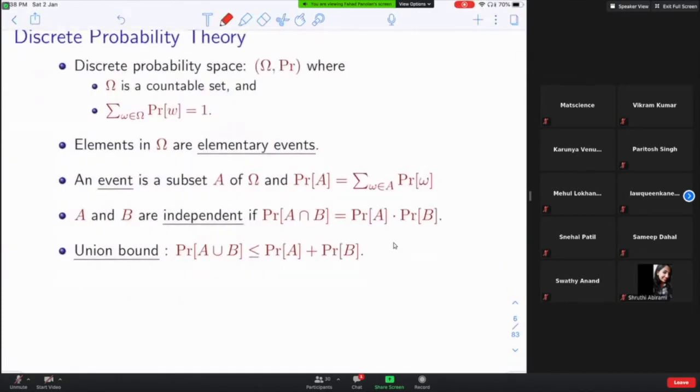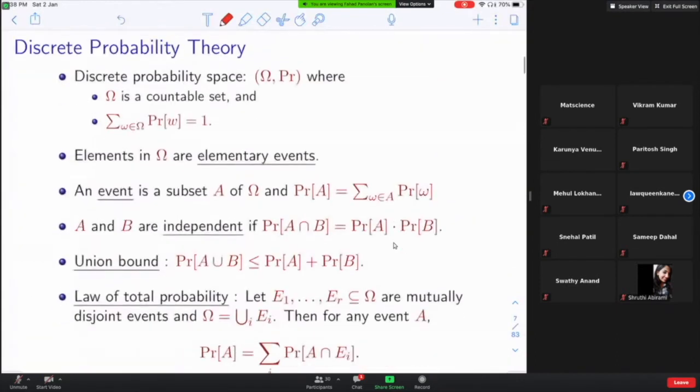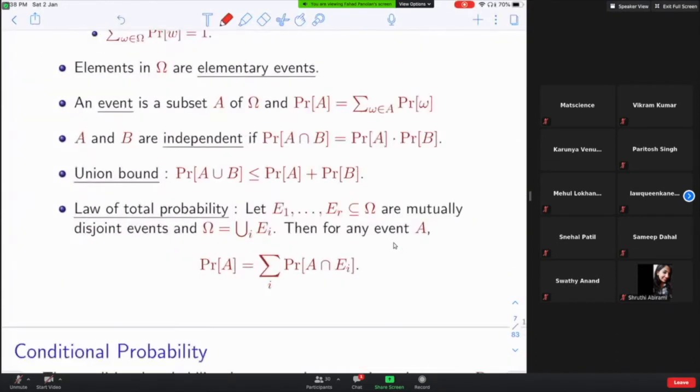And then we have also seen something called the union bound. Today we will also see an application of the union bound, which says that the probability of A union B is at most the probability of A plus the probability of B. And the other thing which we will see in the last portion of today is using something called the law of total probability.